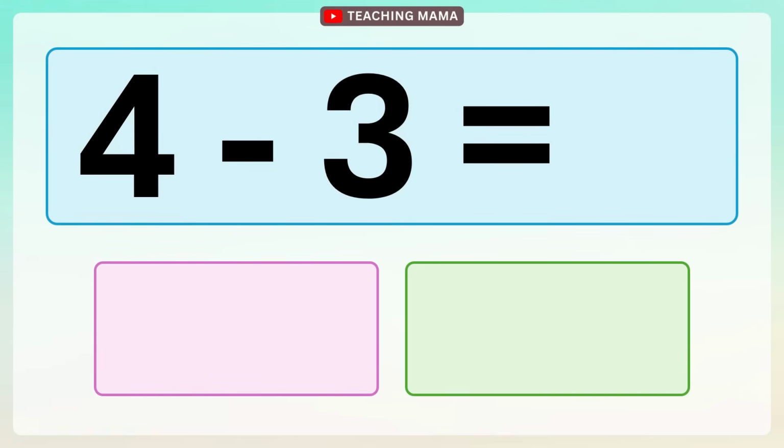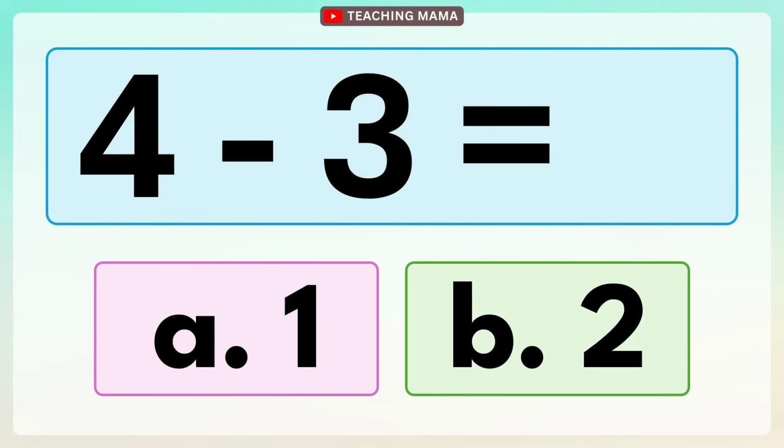Four minus 3 equals A. 1. B. 2. What is the answer? A. 1.